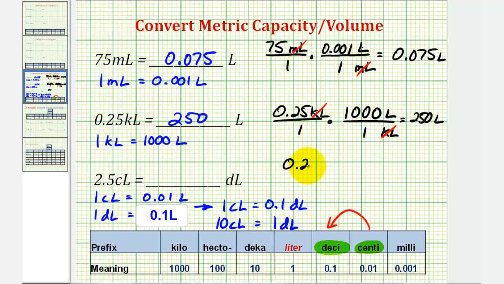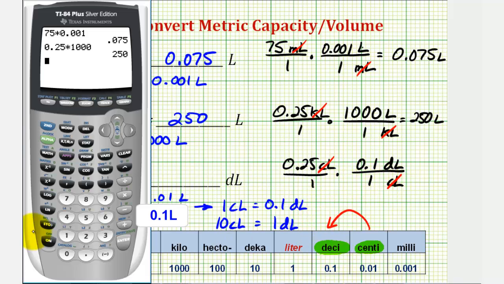We have 0.25 centiliters over 1 multiplied by a unit fraction where we know centiliters must be in the denominator, and we'll have deciliters in the numerator. We can use either conversion, but let's go ahead and use this first one where we have 1 centiliter equals 1/10th of a deciliter. Notice how centiliters simplifies out, so this product will give us our conversion. 0.25 times 1/10 would be the same as moving the decimal point to the left one place, or 0.025.